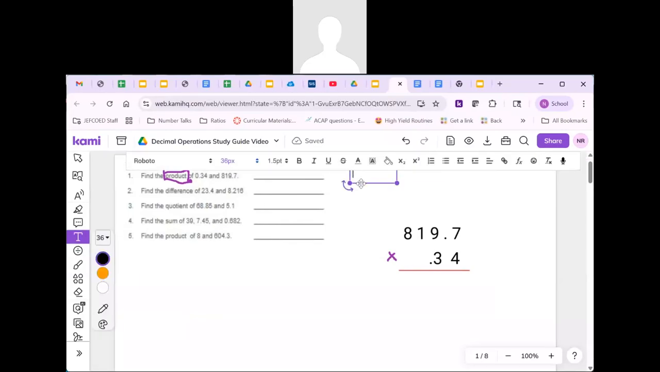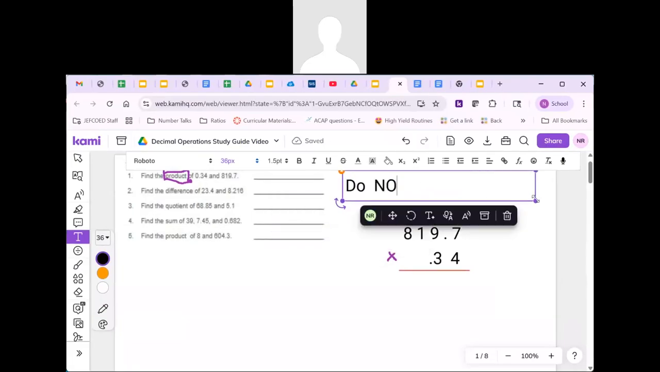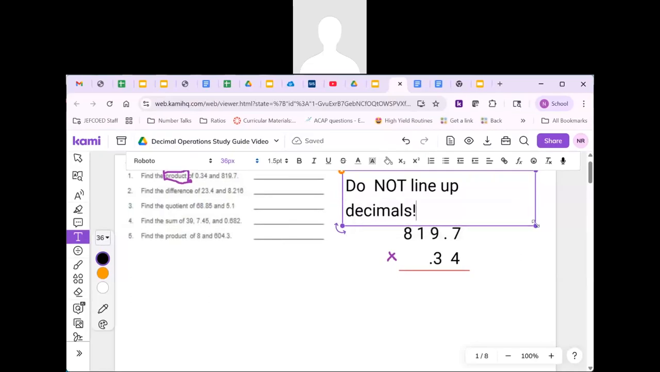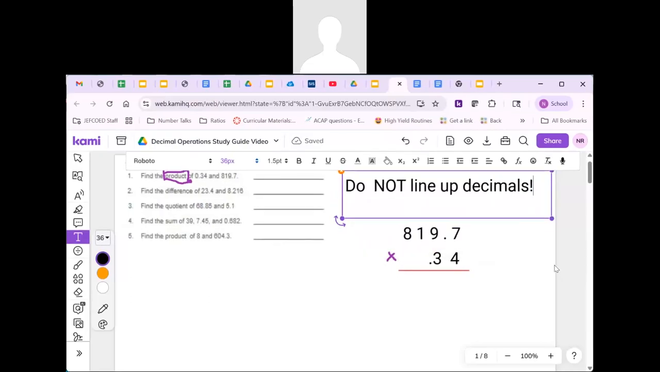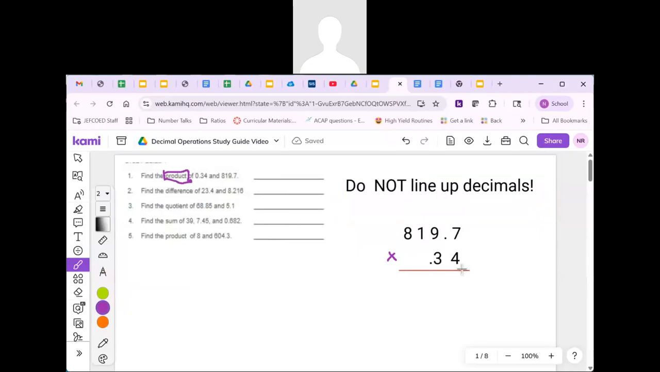I'm going to even type it. Do, let's see, can we make it bigger? Yes, do not line up decimals for multiplication, okay? Instead, we're going to act like the numbers are whole numbers and then go in later and put the decimal, okay? So for right now, we just completely ignore the decimals. All right, so I'm going to go ahead and get started.